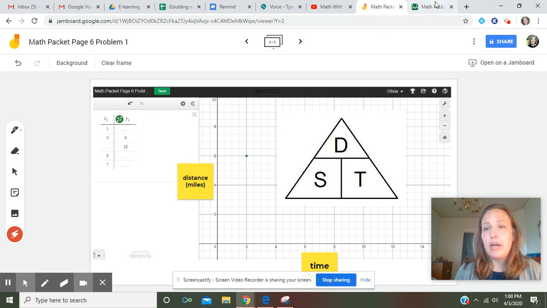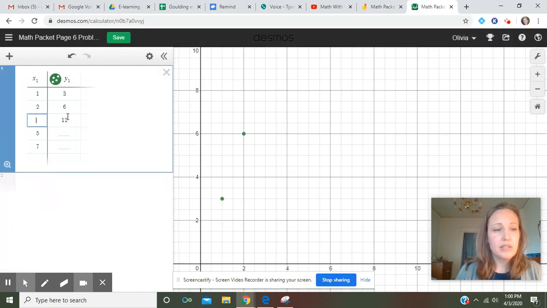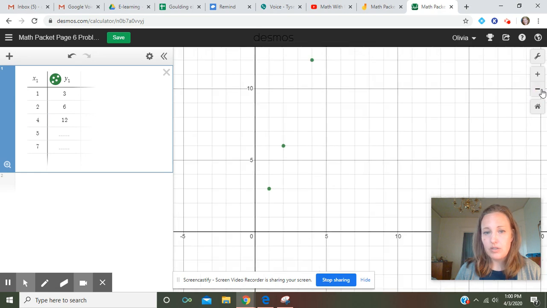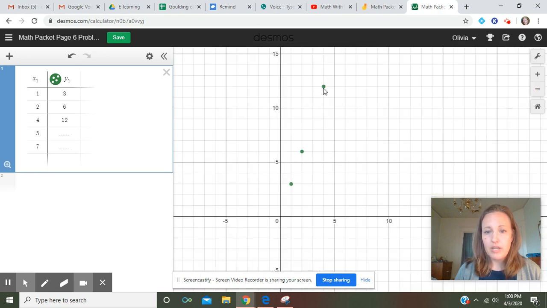So here, back in my spot, I have the distance of 12, a speed of 3, and a time that we do not know, right? So 3 times what is 12? That would be 4, right? So now I can plot this, and I'm going to zoom out so that you can see it. So there's this point right here. After 4 hours, she's able to walk 12 miles.